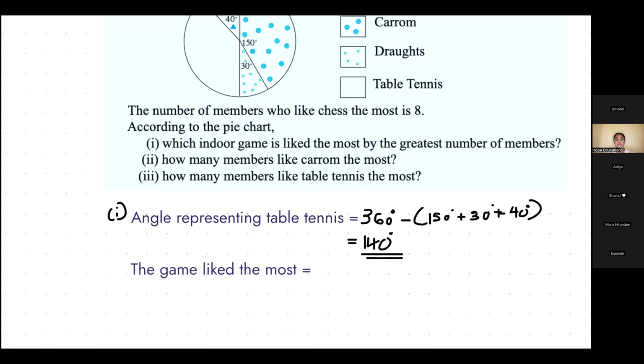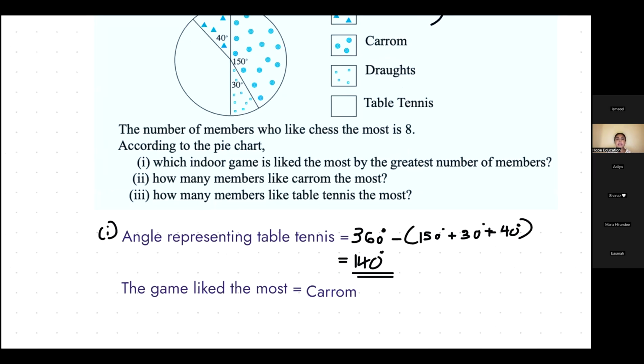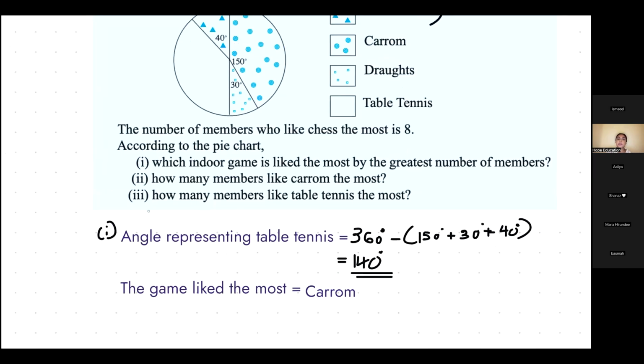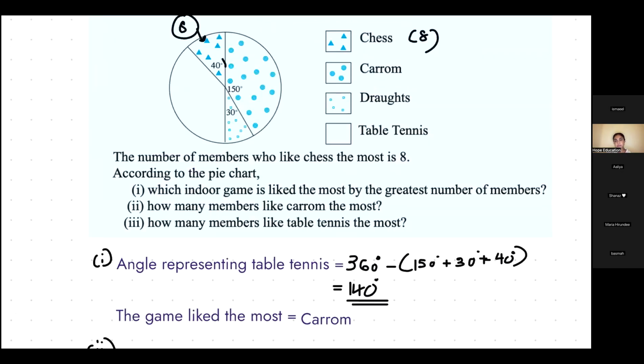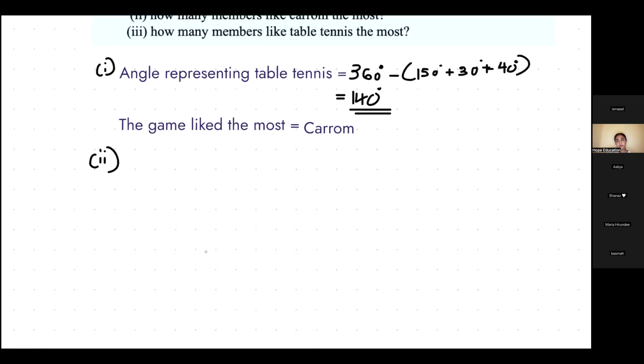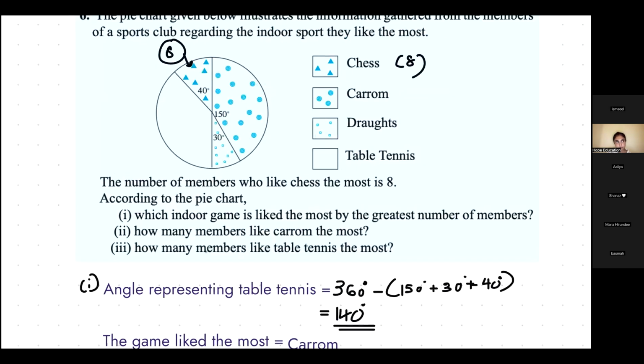Anyways, the game liked by the most is Carom. How many members like Carom the most? Now, how do we get that? Quickly. Chess angle is 40. Since for chess they have already given it's 8, we can take 40 degrees equals 8 members, then 1 degree equals 8 divided by 40. Then Carom has 150 degrees, so 8 divided by 40 multiplied by 150, then you get 30 members.